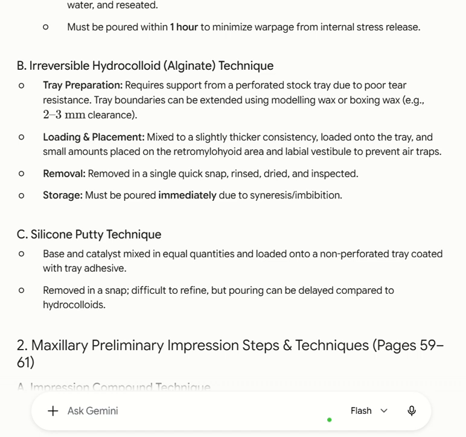C. Silicone putty technique. Base and catalyst are mixed in equal quantities and loaded onto a non-perforated tray coated with tray adhesive. Removed in a snap, difficult to refine, but pouring can be delayed compared to hydrocolloids.